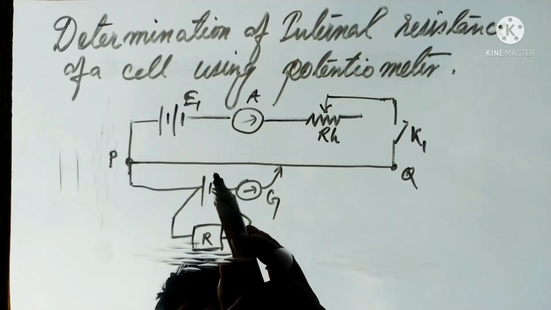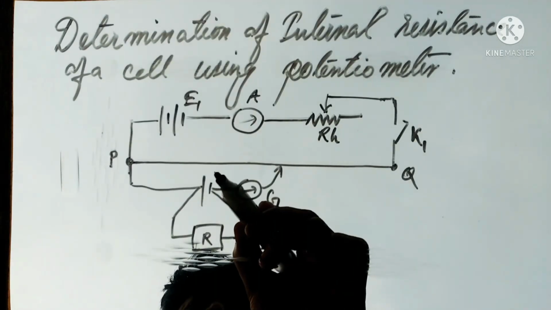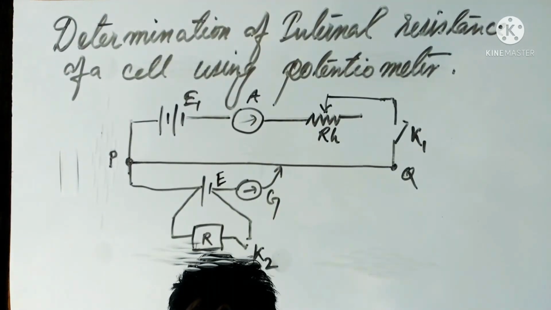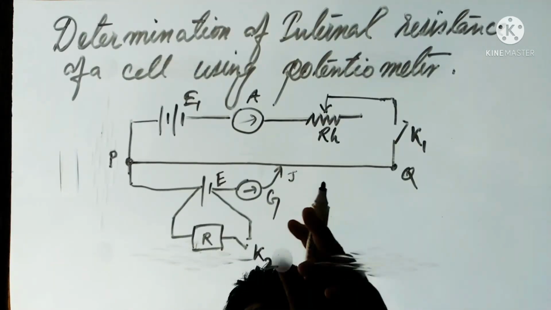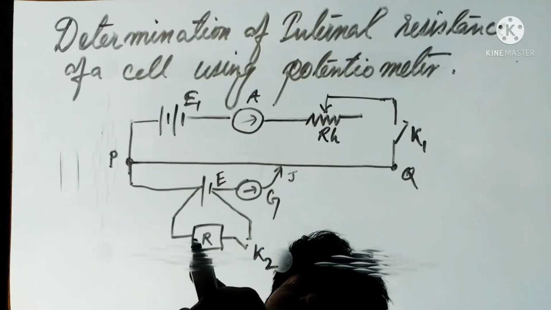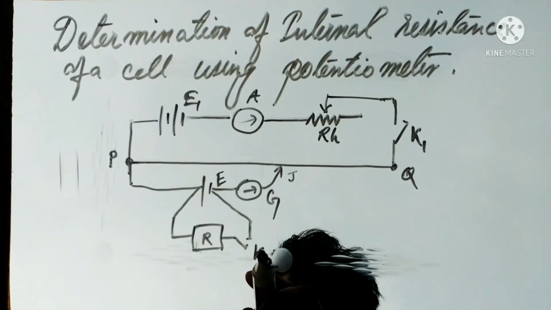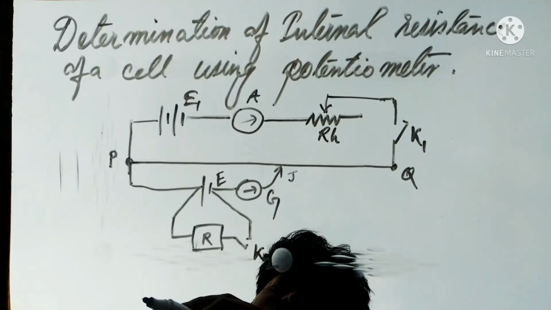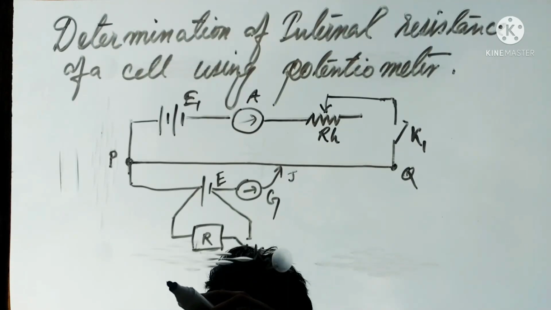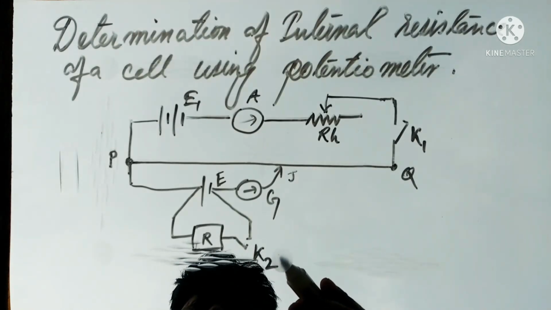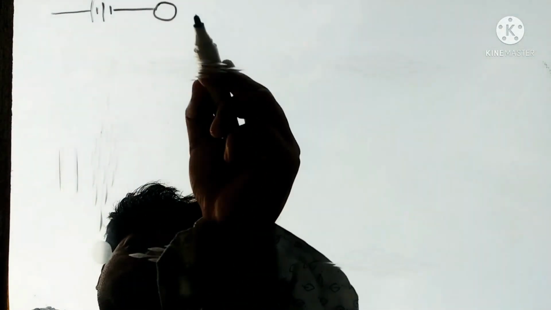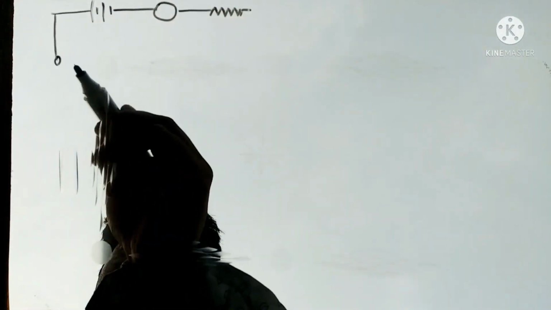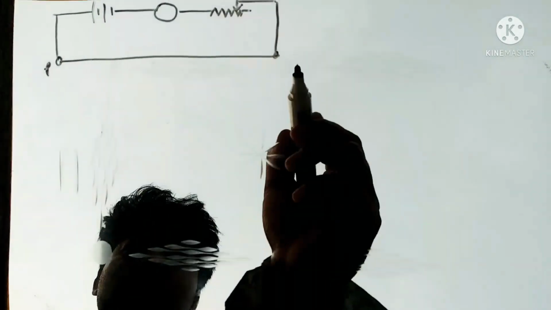From point P, a cell we have connected whose EMF is E. It was connected with a galvanometer and a jockey. This is the resistance R connected with another key K2 to the other end of the cell. Now in this condition, let me draw the circuit again.